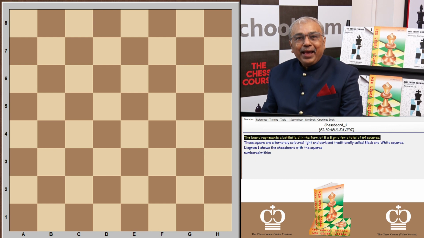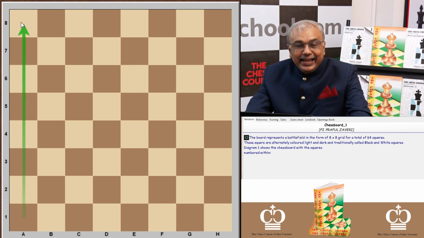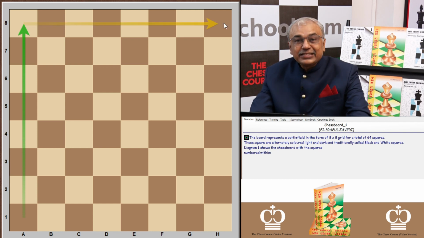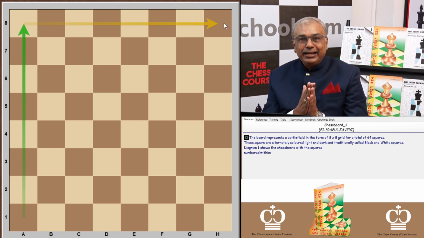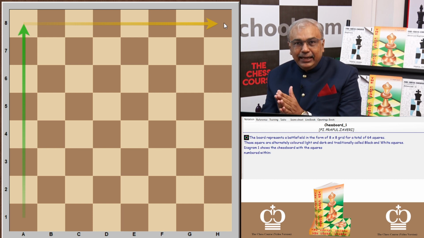Well, the board represents a battlefield in the form of an 8 by 8 grid for a total of 64 squares. These squares are alternately colored light and dark and traditionally called black and white squares. So as I have said, basically it's a grid of 8. So we have 8 standing rows and we have 8 sleeping rows. And if we multiply that, we get a total of 64 squares. And again, as I said, they are traditionally called black and white squares.